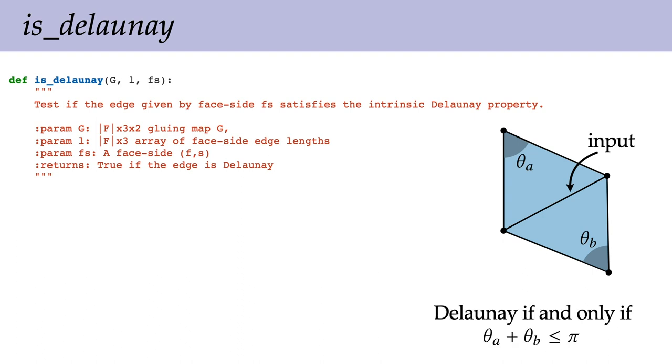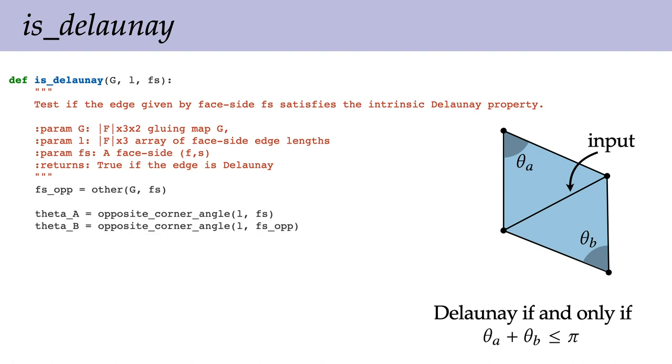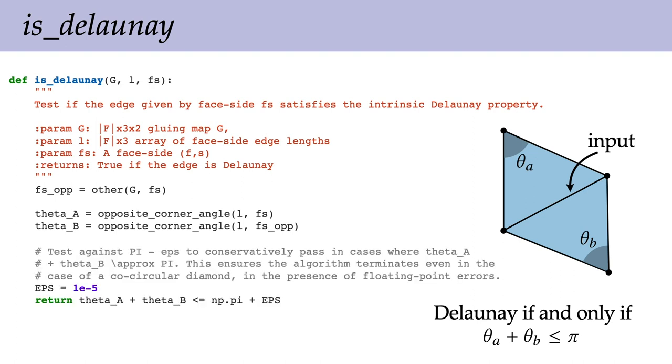And remember from before that one of many ways to characterize whether or not an edge is Delaunay is whether or not the two opposite triangle corner angles sum to less than pi. And this definition is really easy to work with, because we've just written functions that allow us to find the triangle on the other side of the edge, as well as compute opposite corner angles. So we just gather these values together and test if they're less than pi.